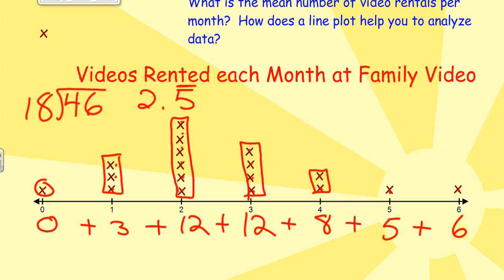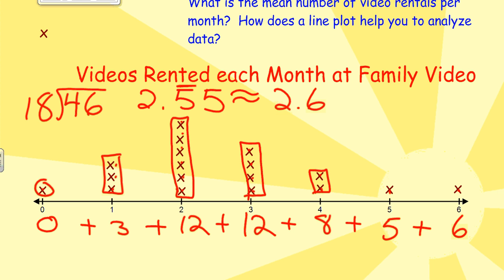Or we could round to the nearest place value. And if we know that this number is followed by a 5, we would say that's approximately equal to 2 6/10. That's about how many videos then the average person is renting per month. Or the average is the mean for that set of data.